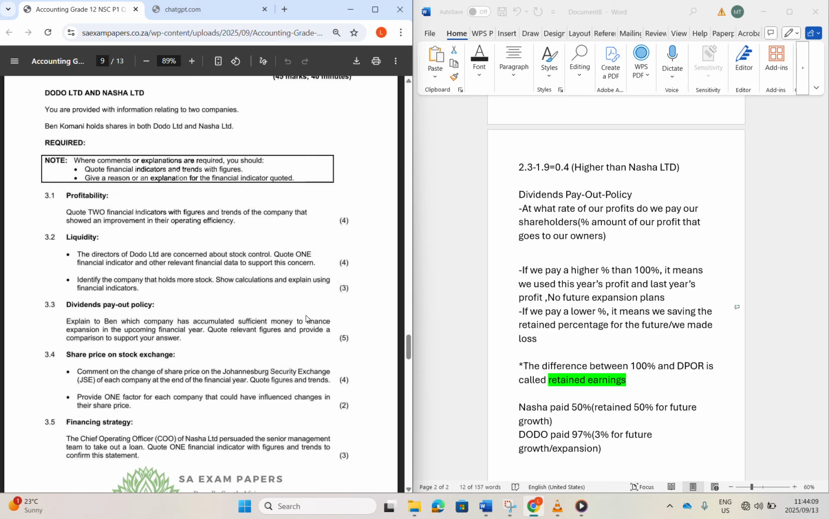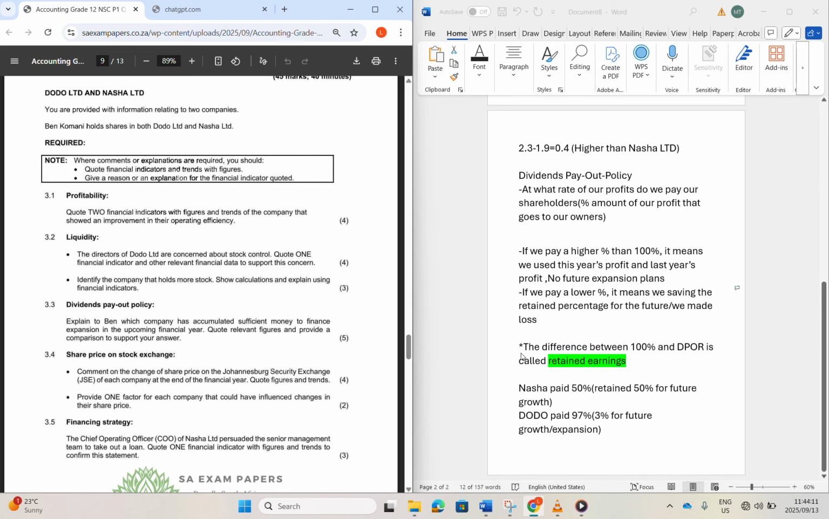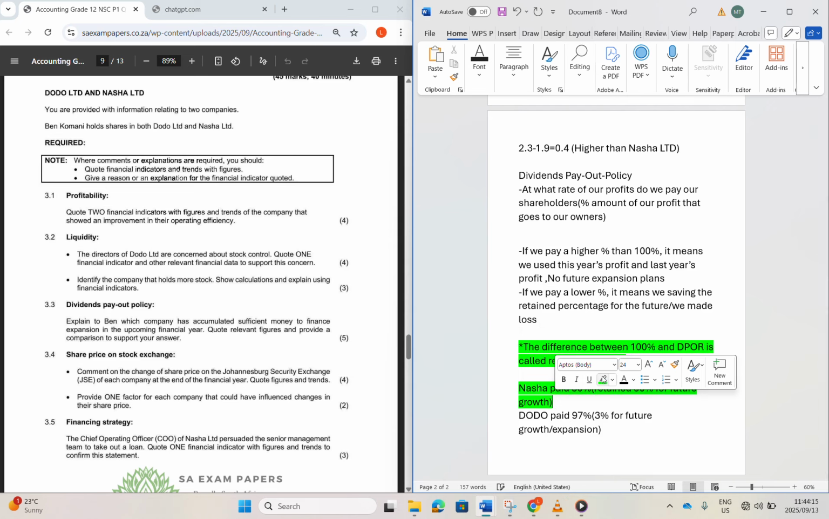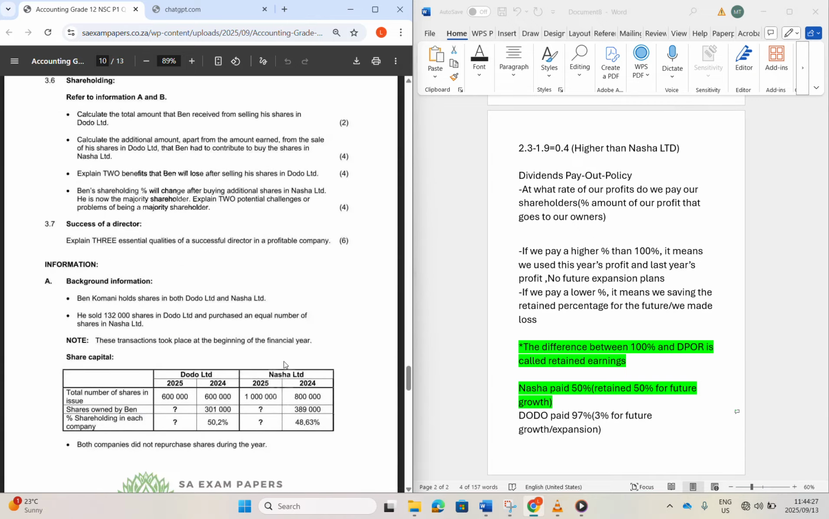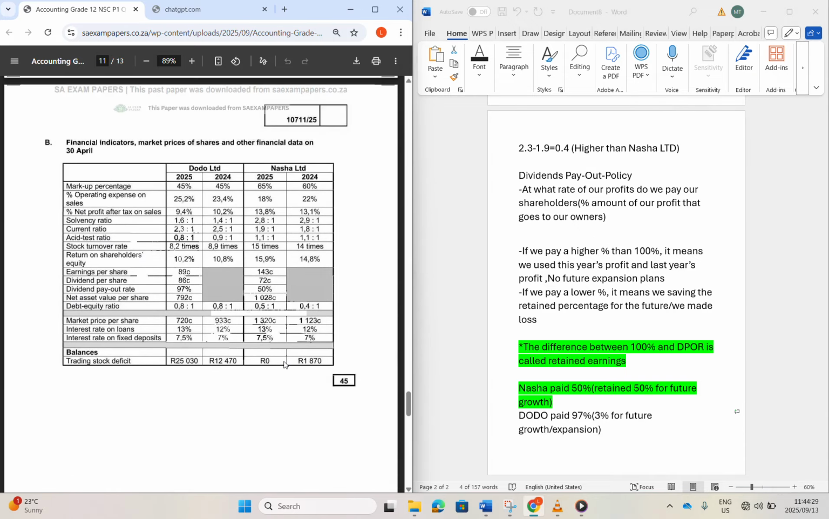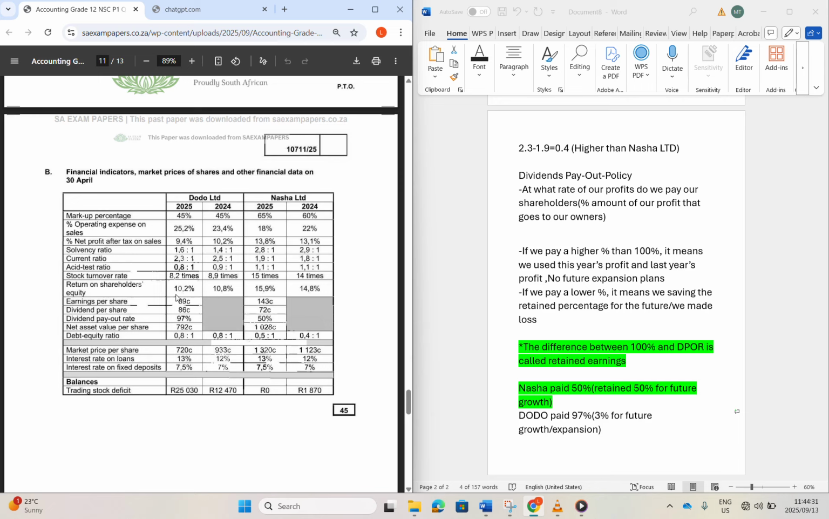What was the question? Which has accumulated sufficient money to finance. It means Nasha has accumulated sufficient money, because they paid 50% and retained 50%. Dodo Ltd has only 3% for future expansion, which is less. So I think they didn't accumulate sufficient funds. Any other supporting information? I don't see it. Okay, thank you.